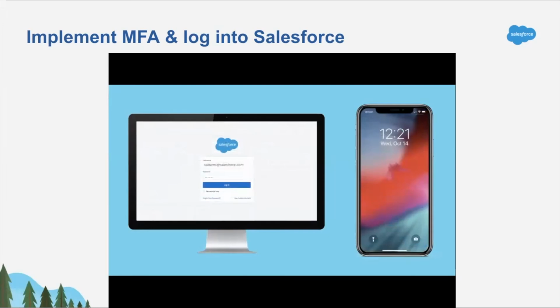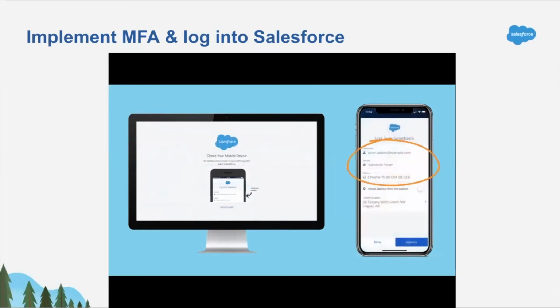She enters her username and password, as usual. Then Salesforce Authenticator sends a push notification to her mobile device. Karen opens the app to see all the details of the login request. She verifies that the request is coming from her, then taps Approve to finish logging in.